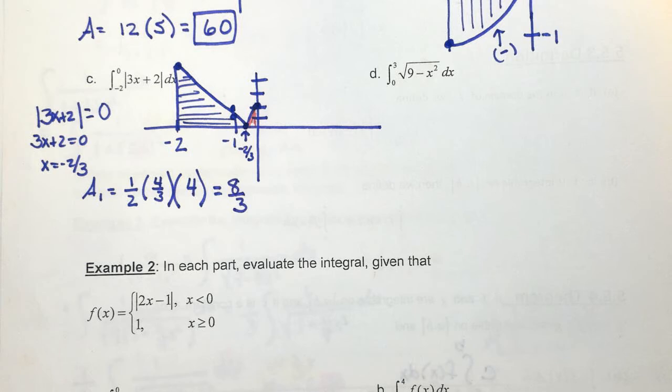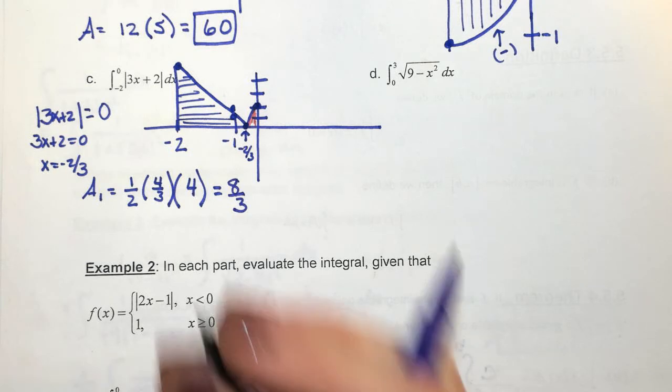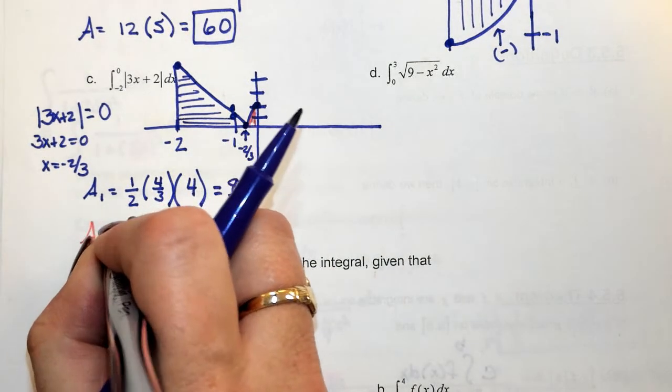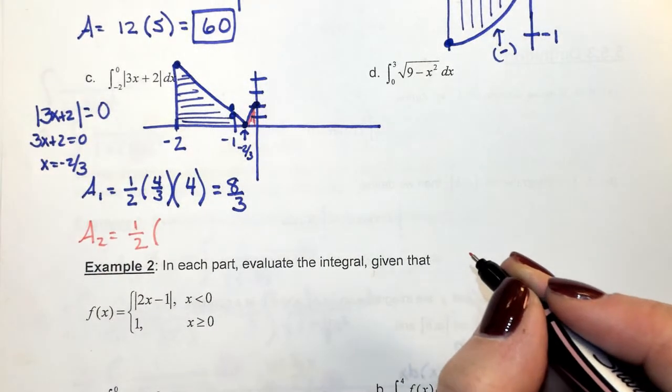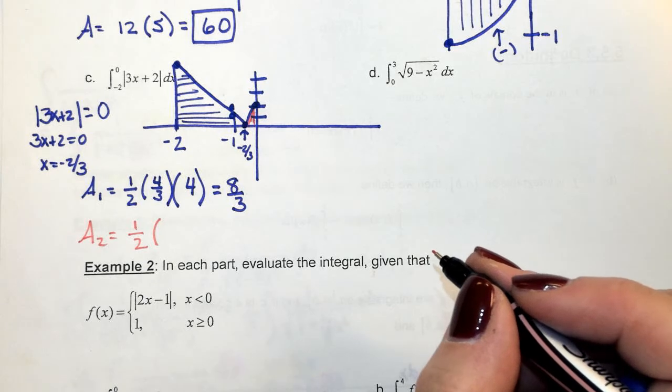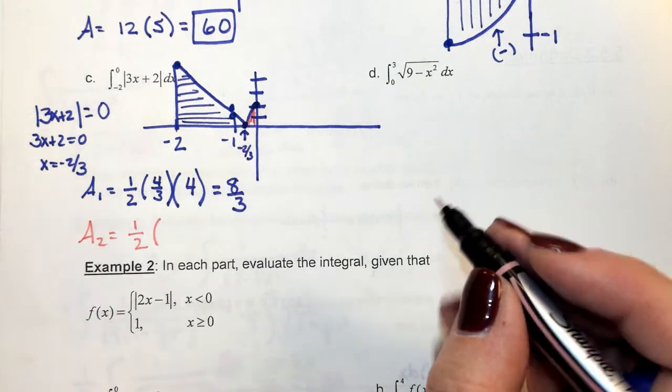Okay, so any questions on how I found the area of the first triangle? Now the area of my second triangle. Still going to be 1/2 times. What's the base of that first triangle going to be? The base is going to be what? What's the length of the base of this triangle?